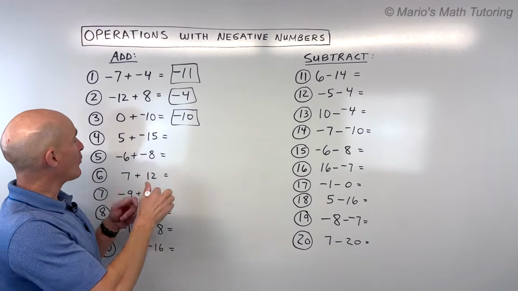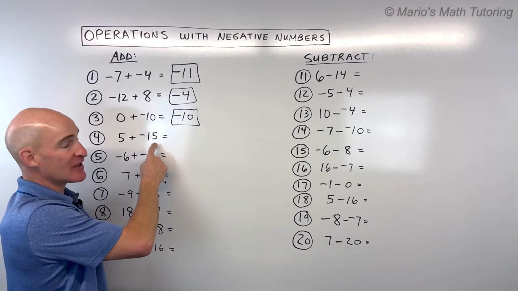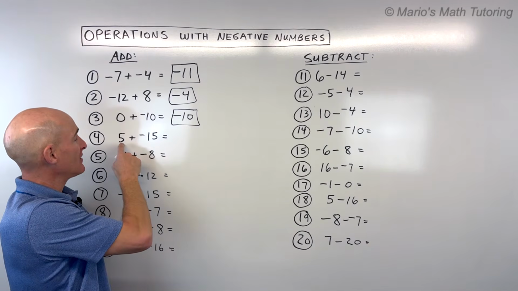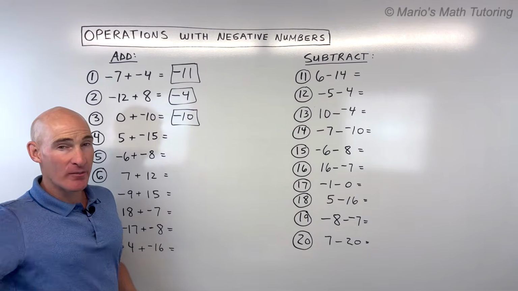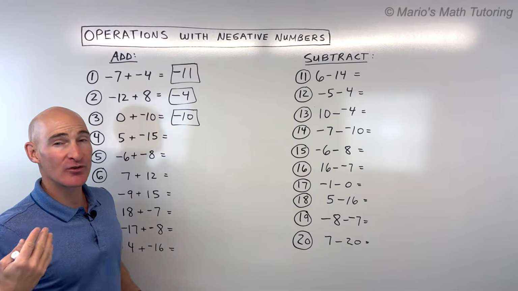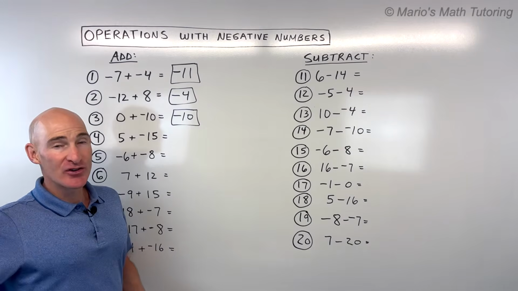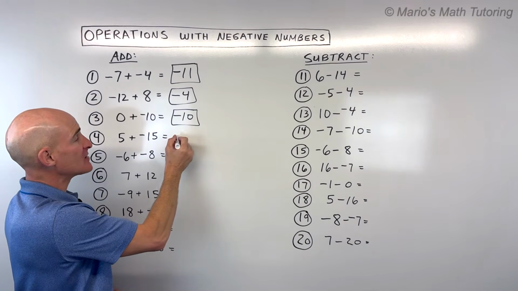So for number 4, we've got a +5 plus a -15. So if you like the step analogy, think about going forwards 5 steps plus then going backwards 15 steps. Where are you in relation to where you started? You're going to be 10 steps backwards. That's going to be a -10.